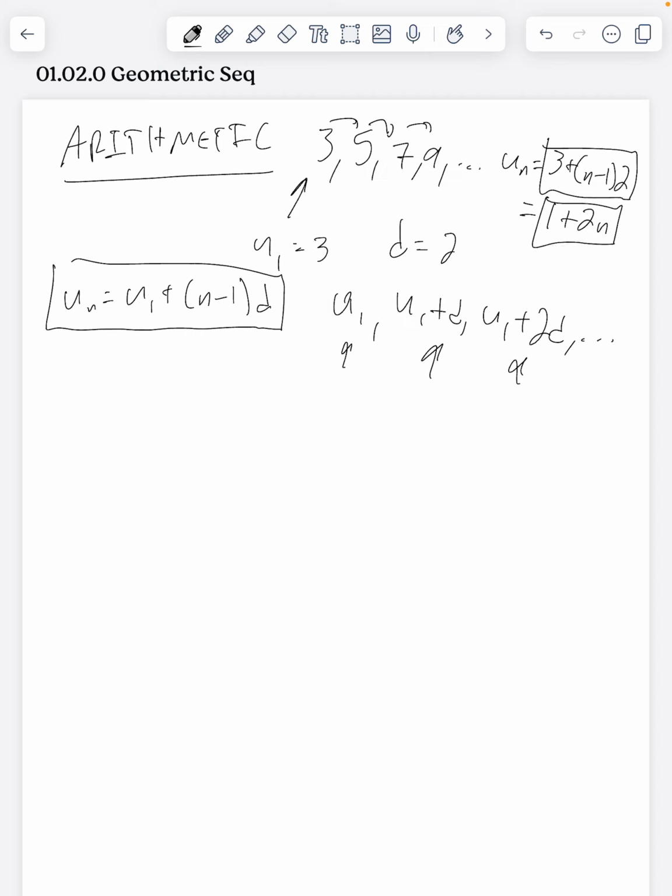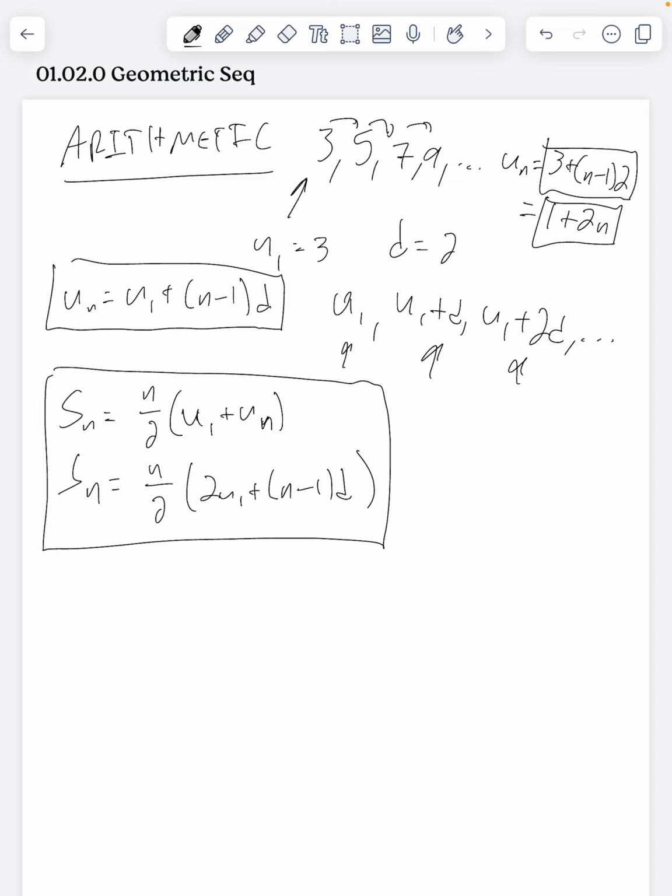And then we proved, using kind of the Freddy-Gauss method, that if you want to add the first n terms together, you can do n over 2 times u1 plus un. So the first term and the last term in the series that you want to add together. Or another way to write that is n over 2 times 2u1 plus n minus 1 times d. And it just depends on what you know, which formula you're going to use. And those formulas are all in your formula booklet.